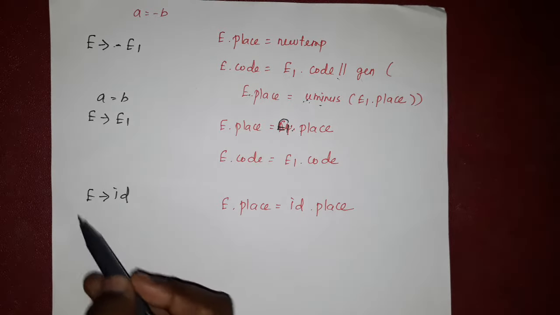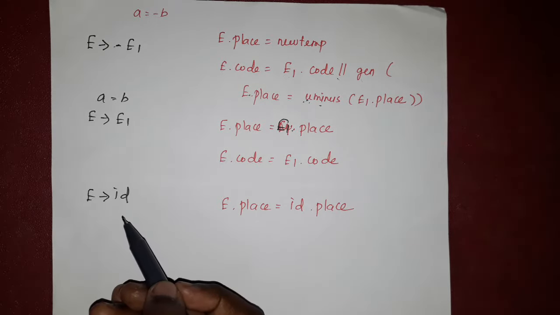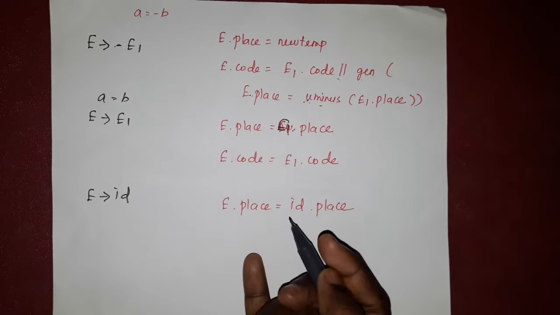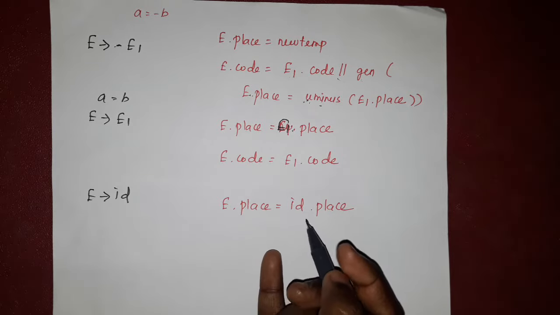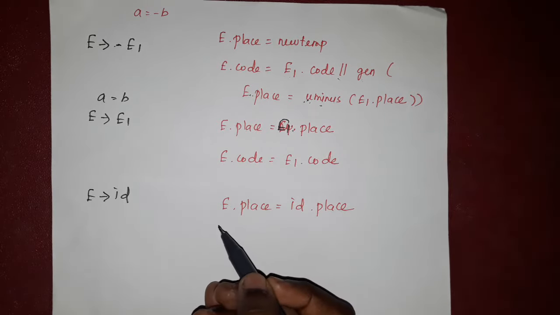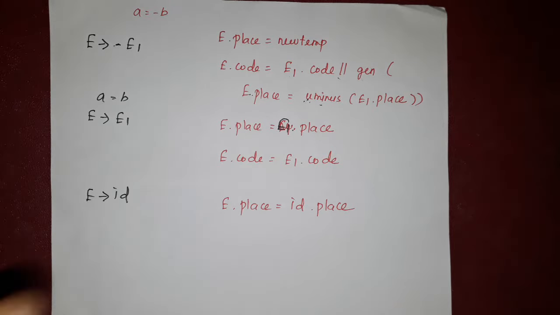And the final one is E tends to ID. ID is the identifier value. So E.place is equal to ID.value. Here the identifier value is directly stored in the expression. This is the three address statement for all assignment statements.